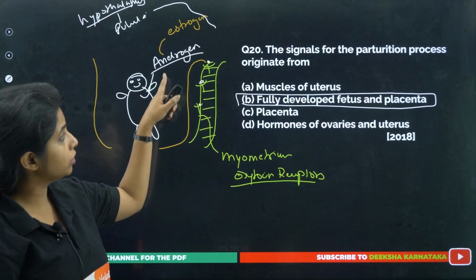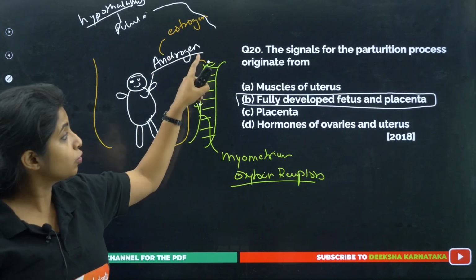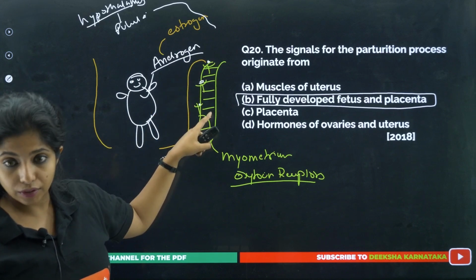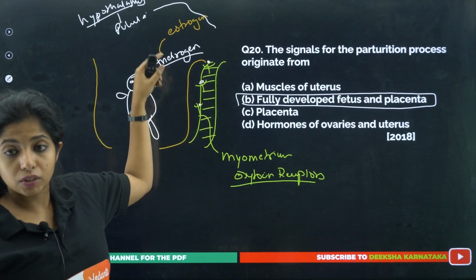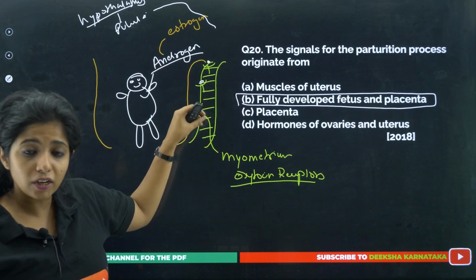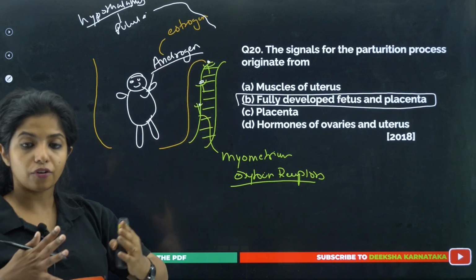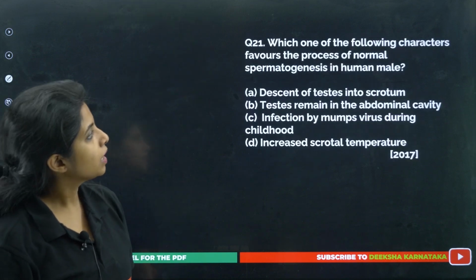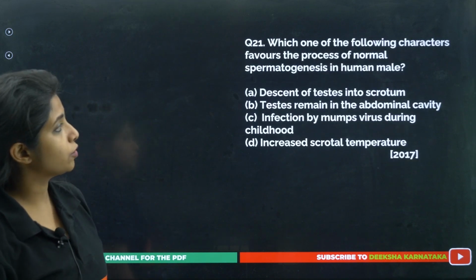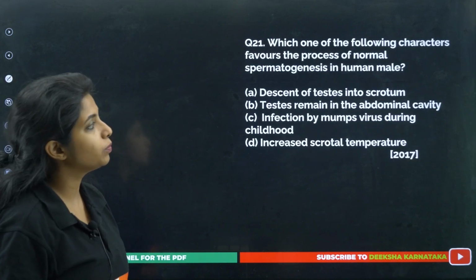Cool. So androgen, then to estrogen. Estrogen makes so many oxytocin receptors over here, and then what will happen? Oxytocin, which is usually being released, will come and find a place to bind. They will bind, they will have contraction, and then the baby will be moving out. Cool? Next question. Which one of the following characters favors the process of normal spermatogenesis in the human male?